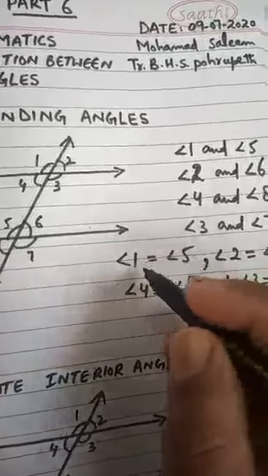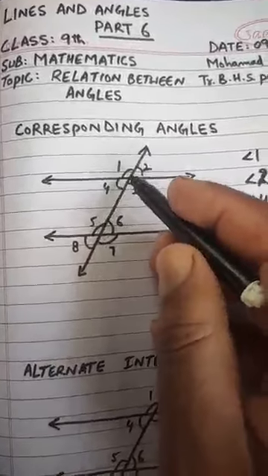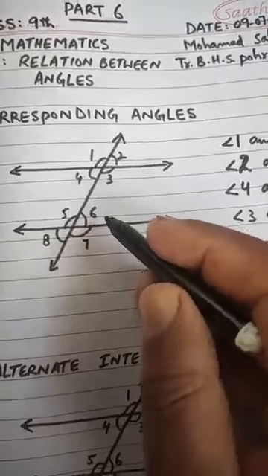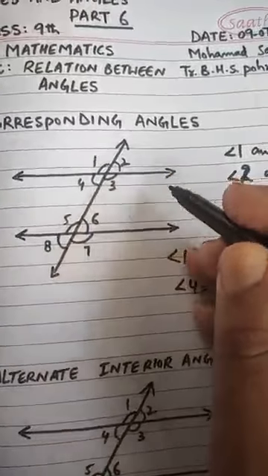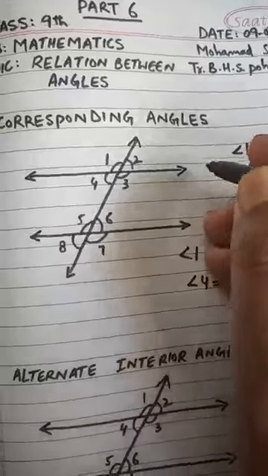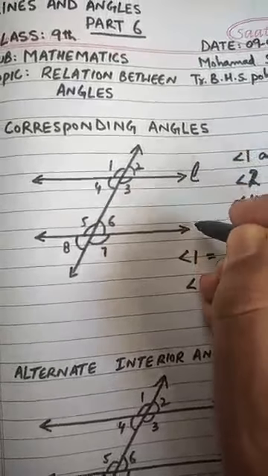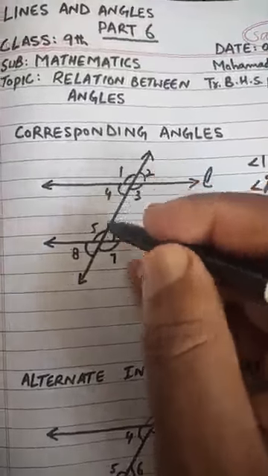Now why are these angles equal? Why is angle 1 equal to angle 5 and angle 2 equal to angle 6? These angles are equal only when the lines intersected by the transversal are parallel. Suppose this is line L, this is line M. When these two lines are parallel, corresponding angles are equal.